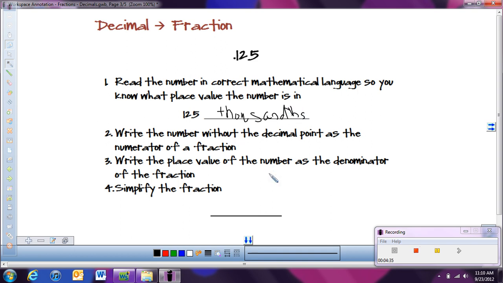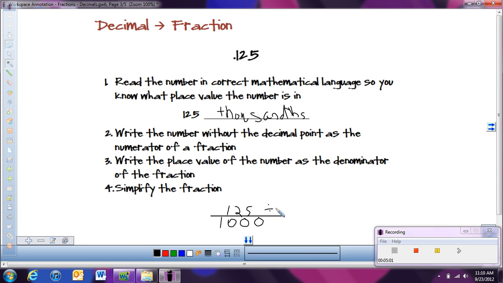So now I'm going to actually write that number as a fraction, just as we read it. 125 thousandths. So we have 125 thousandths. Thousandths would be written as 1,000. So 125 over 1,000 is 125 thousandths. And now we simply have to simplify this fraction.